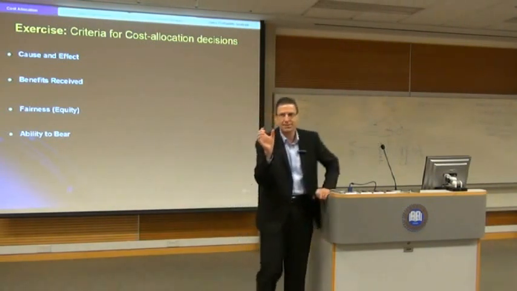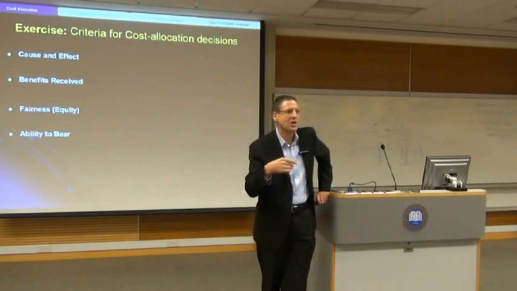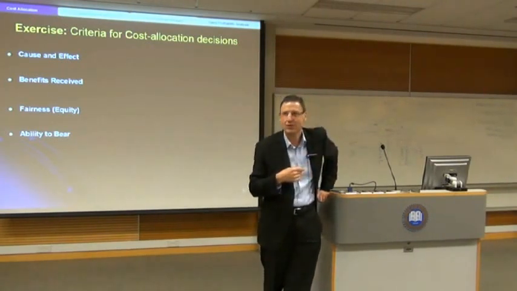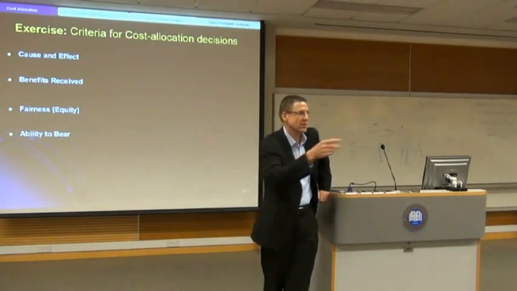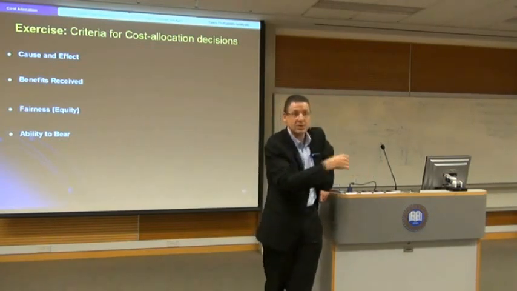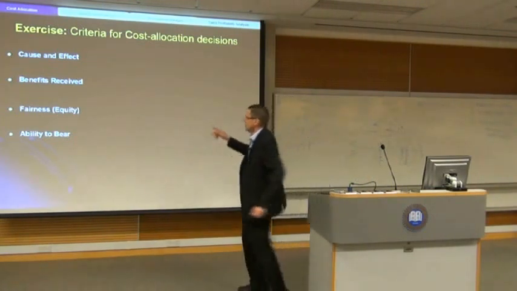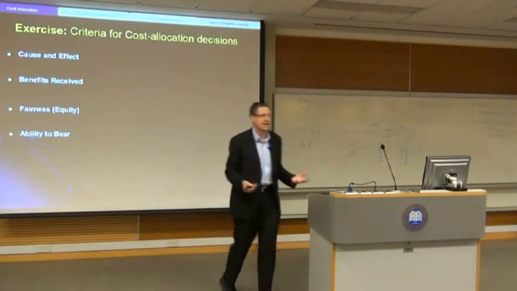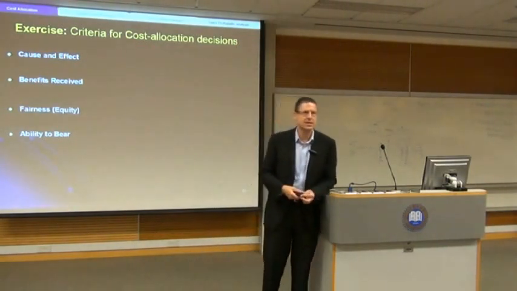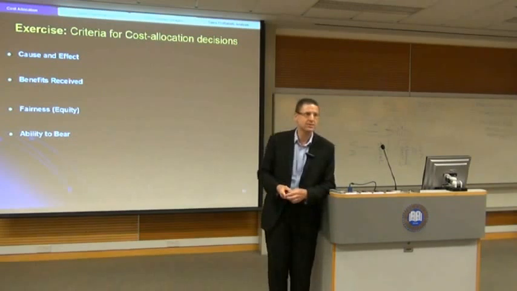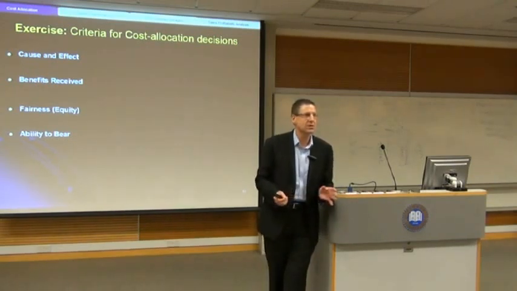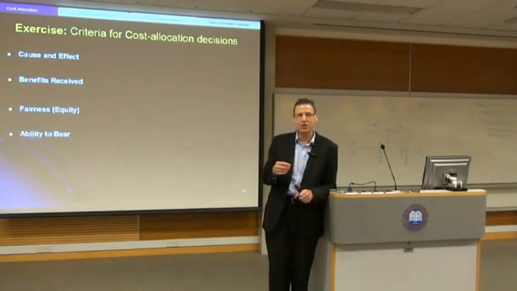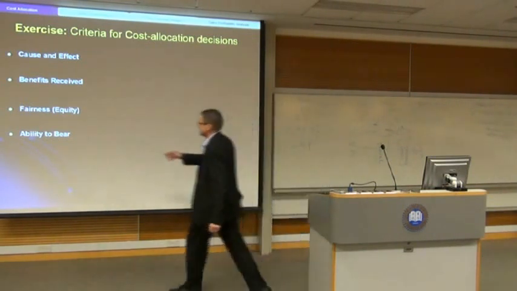There's the mechanistic cause and effect, but also we could say there's some psychological cause and effect: the way in which you treat someone that causes them to behave in a certain way, okay? Benefits received is another way of allocating costs. And maybe there's no cause and effect, but you may want to try and allocate according to ability to bear or fairness and equity.